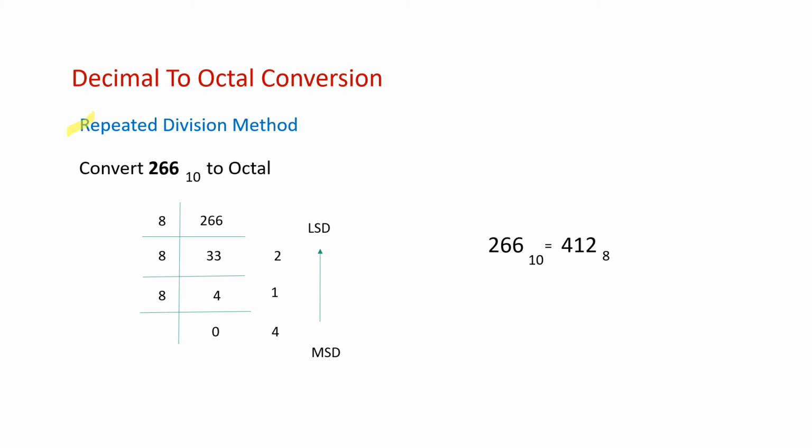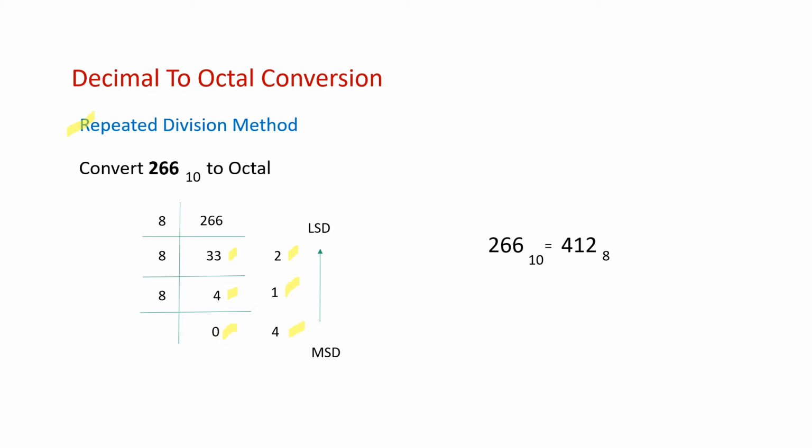Here the decimal number 266 has to be converted to octal. For that we are going to do the repeated division. 266 is first divided by 8, the quotient is 33 and the remainder is 2. Again divide by 8, the quotient is 4, remainder is 1, and divide again by 8. Since it's not divisible, the quotient is 0 and the remainder is 4.